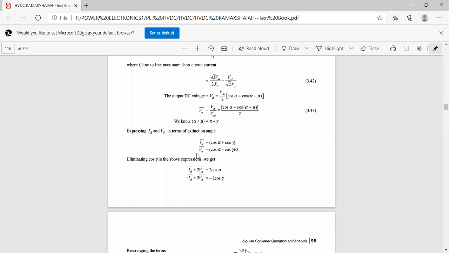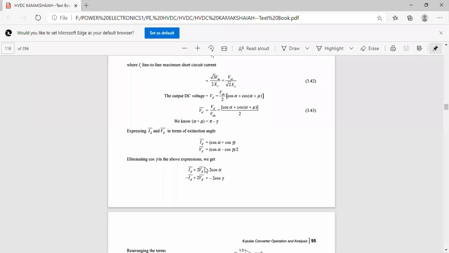Equation 4 is 2VD minus ID. Equation 4 minus 3: 2VD minus ID. Then we'll get minus 2 gamma. Here it will be cos alpha minus cos alpha; both are going to be cancelled because we are taking equation 4 minus 3. Minus means cos alpha minus this, minus cos gamma minus cos gamma. That is minus 2 cos gamma.